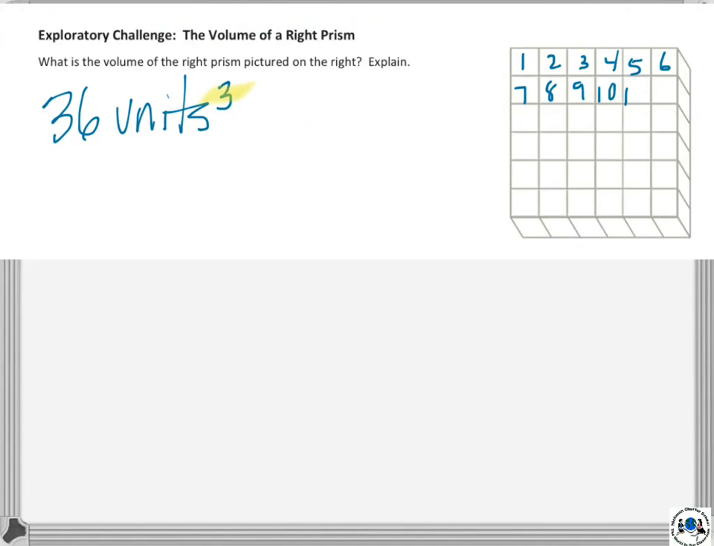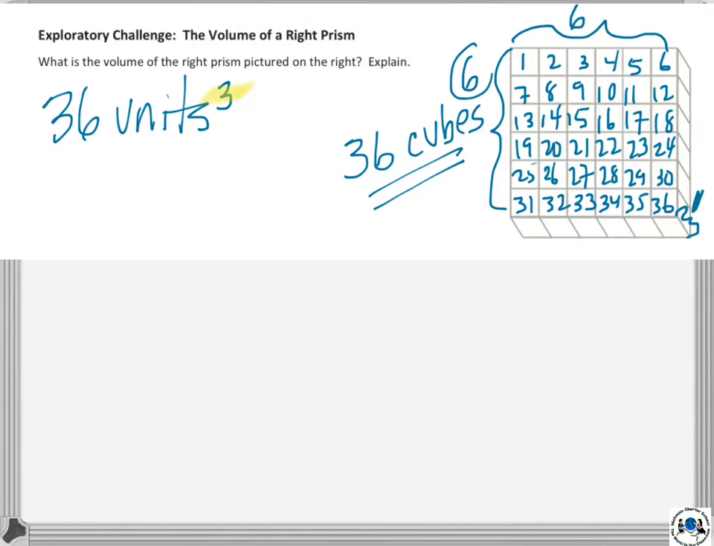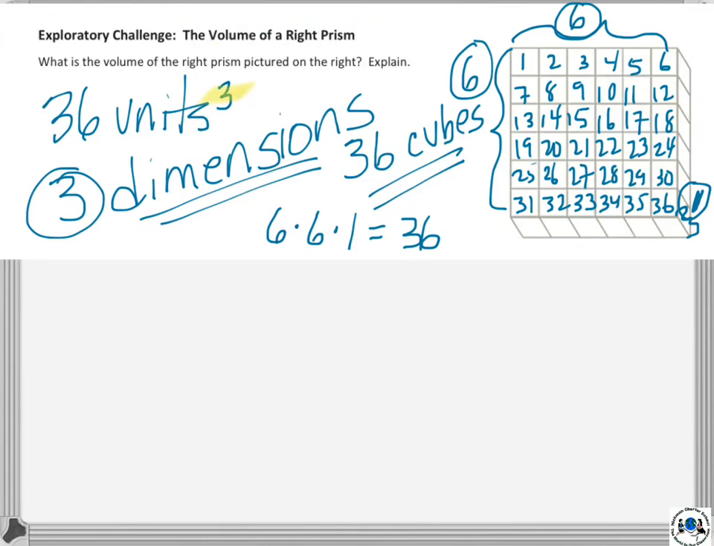There we go. The very basic and simple way to do that is just to add up all of these cubes, because they are cubes, because they are 3-dimensional. Okay, we have 36 cubes. All right, so we have 36 cubic units, or units cubed. And the way we get this in terms of a formula is we have 3 dimensions, so we're going to multiply those 3 dimensions. We have 6 going this way, 6 that way, so base times height.